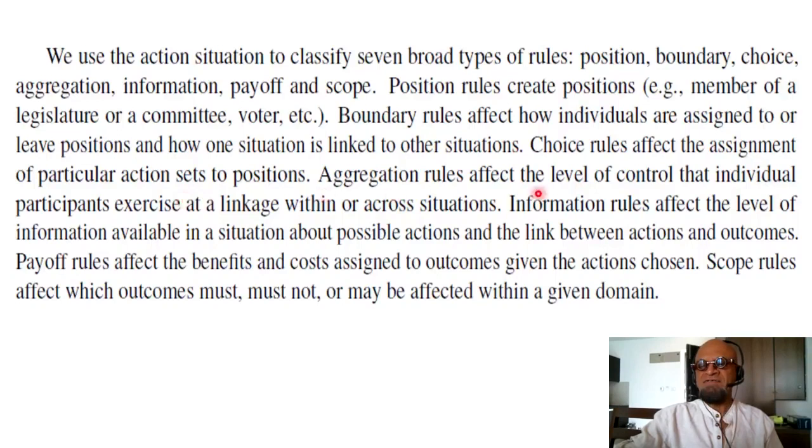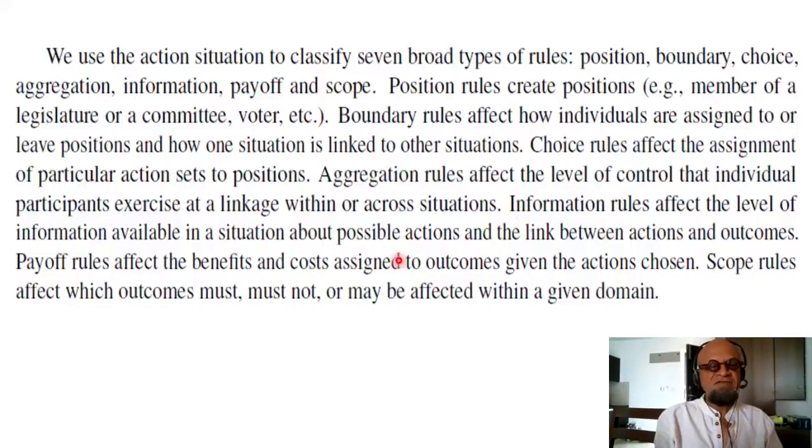Aggregation rules affect the level of control that individual participants exercise at a linkage within or across situations. Okay. So aggregation rules basically determine the overall outcome and tend to focus on potential outcomes, and as we mentioned before, what role each employee may play in a particular firm and what the expected outcome of the whole firm is, so that you cannot completely act on your own without keeping in mind what the outcome is, right?